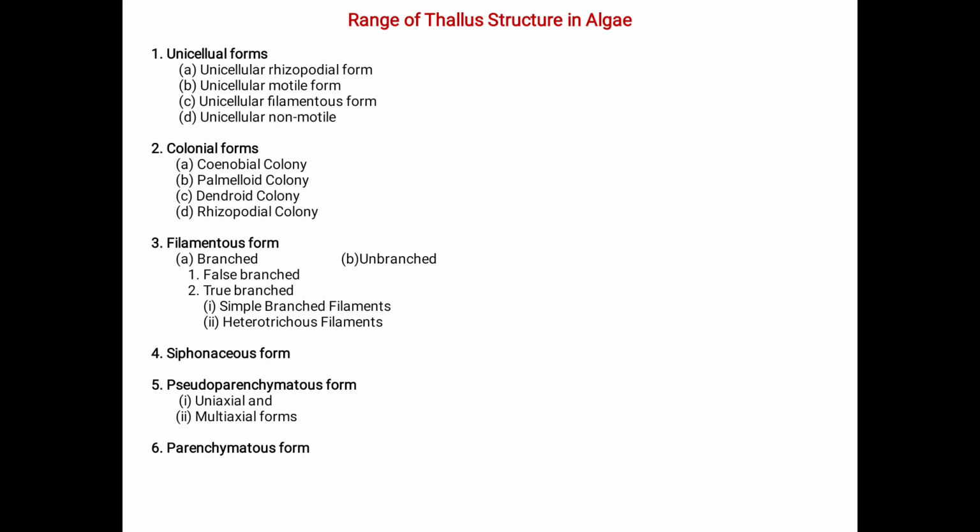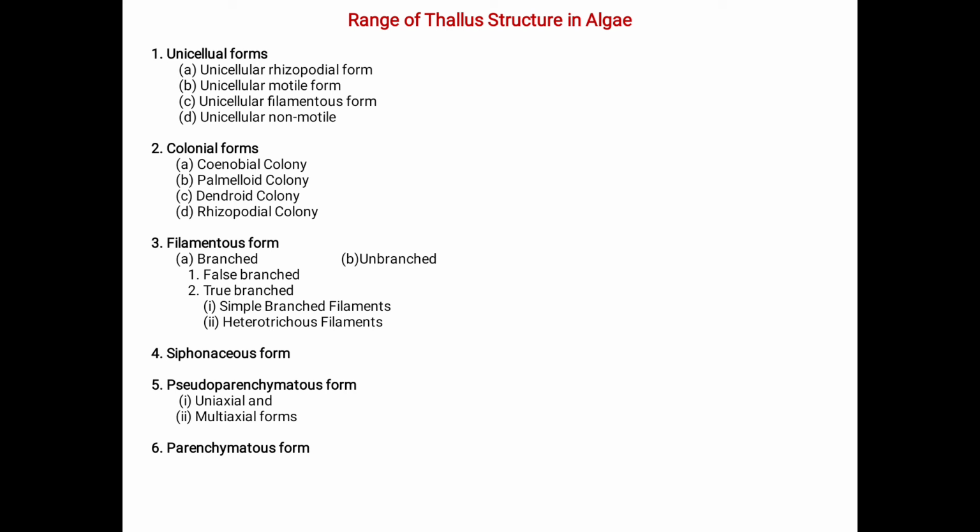Hello students, in our last class we covered up to the colonial forms, that is the rhizopodial colony. We started the range of thallus structure in algae, where we studied unicell forms, colonial forms, filamentous forms, siphonoceous forms, pseudoparenchymatous forms, parenchymatous forms. These are the types we study in range of thallus structure in algae.